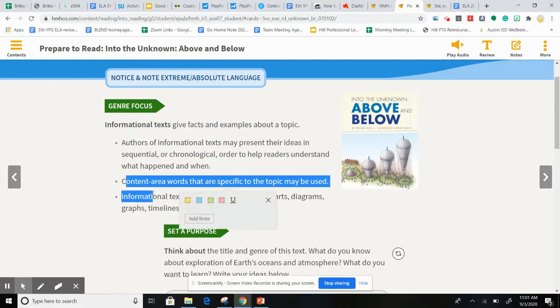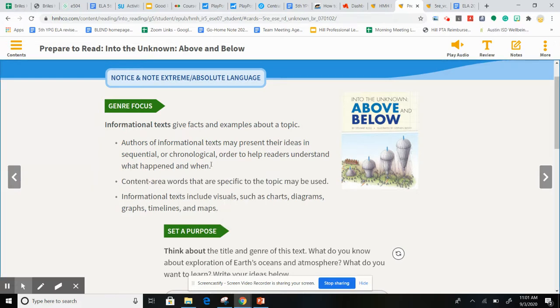Content area words: you may read some words in here that are really just science-y words, but we're going to explore some of those words before we leave you.